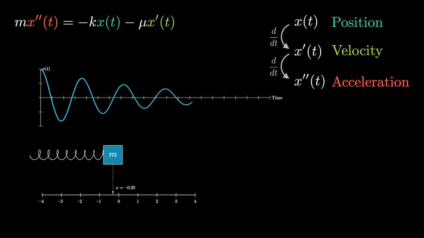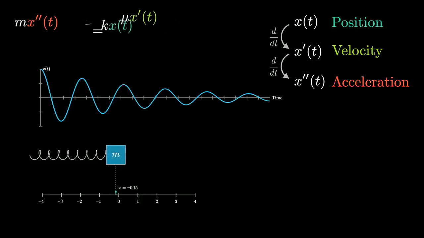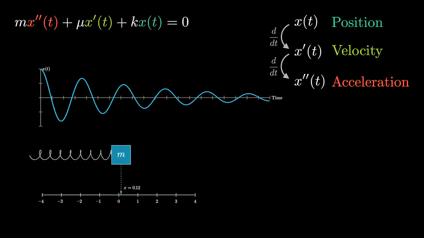There's going to be some oscillation back and forth, and then as it loses energy to whatever those damping effects are, the amplitude of that oscillation is going to decay. I'm going to go ahead and take this equation and move everything to one side of it so that we're setting a bunch of stuff equal to 0.